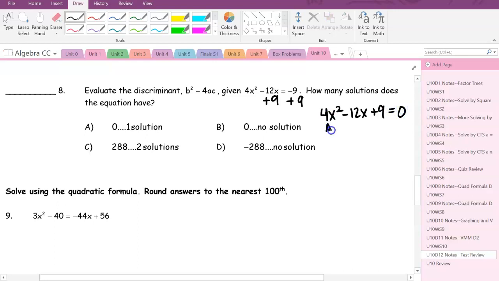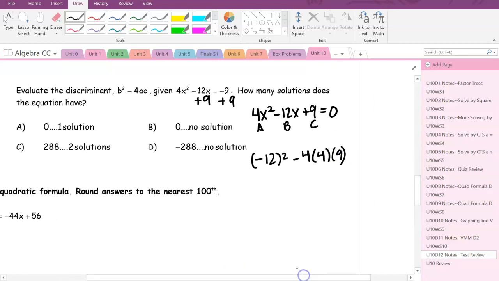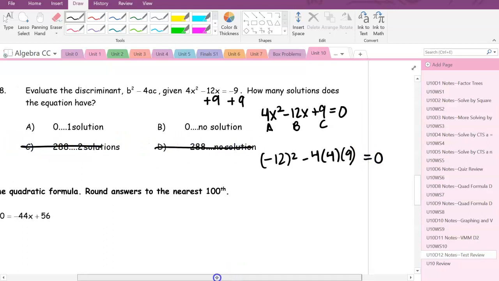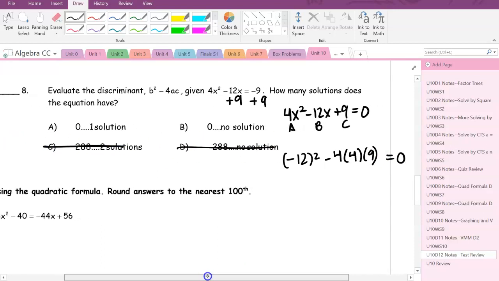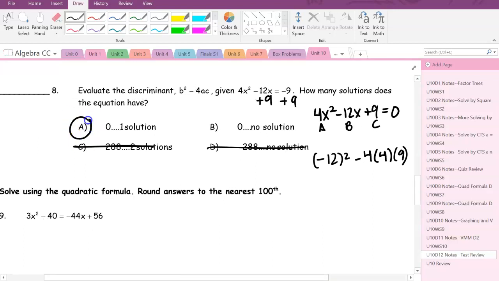And now I can go ahead and do the discriminant. So b squared minus 4, my a is 4, and my c is 9. And when I type that into my calculator, I actually get a 0. Okay. So my discriminant is 0. This actually means I have one solution, so it is a.